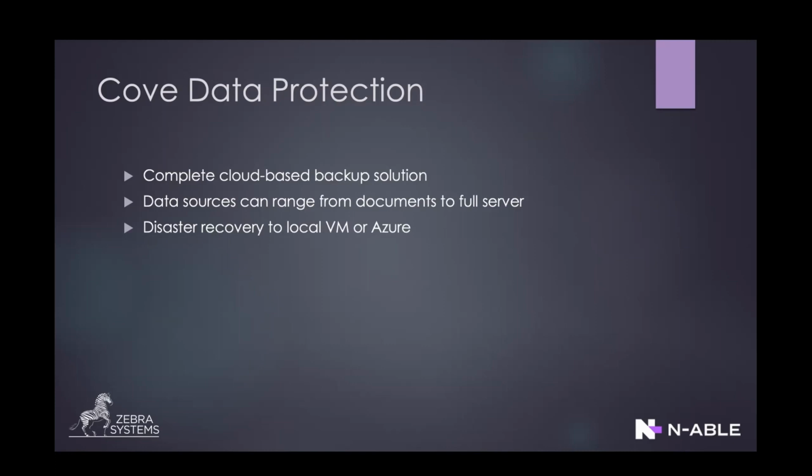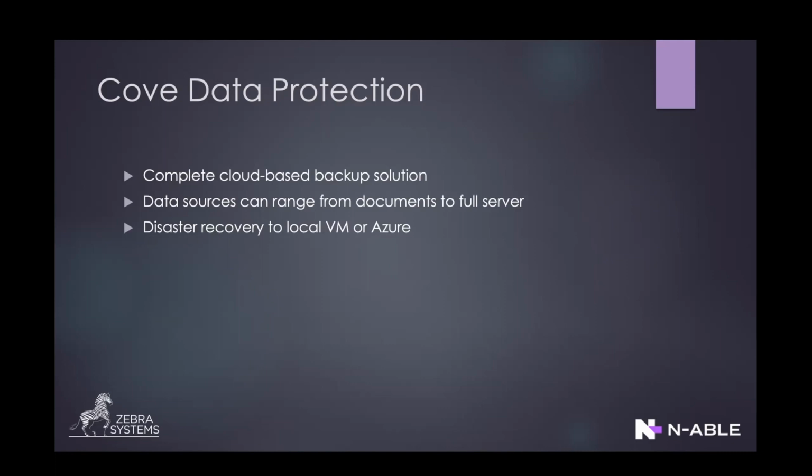Also, Cove Data Protection offers a spectrum of possible data sources. You can backup Microsoft 365. You can backup just documents from the local machines. So if you have a standardized image of the OS and the applications, and the users are just creating Word and Excel documents and things like that, you can backup just that. It will be very cheap, and the restoring will be quick as well.